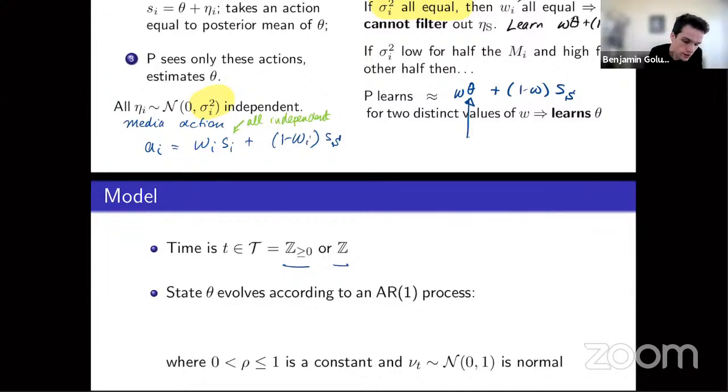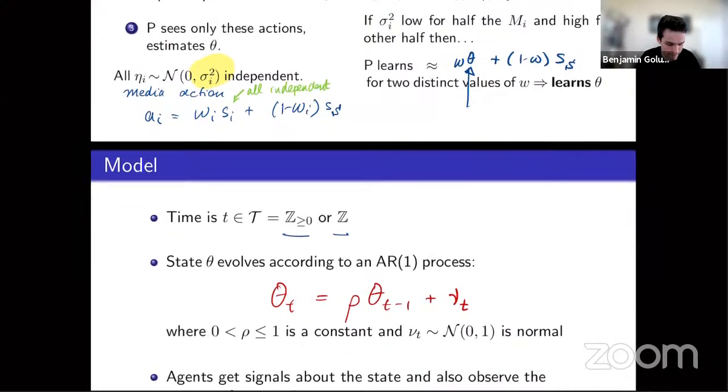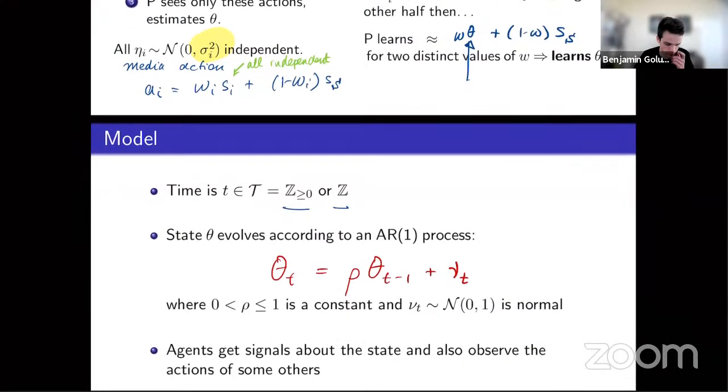And critically, the state is going to evolve according to an AR1 process. So theta t is going to be equal to rho theta t minus one, plus an innovation, the news. The news are innovations, and as a mnemonic, if you say news, then it reminds you of the newspaper. These are the things that change in the state from period to period. And rho is a persistence parameter. And we're going to normalize these news to be normal 0, 1.